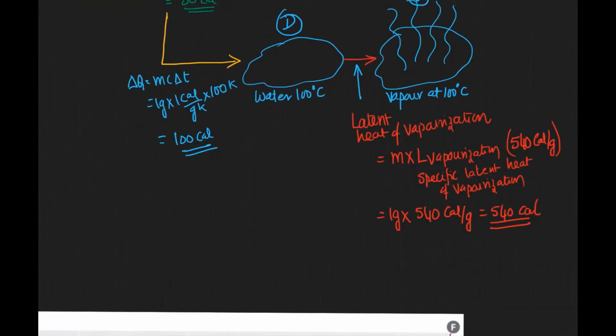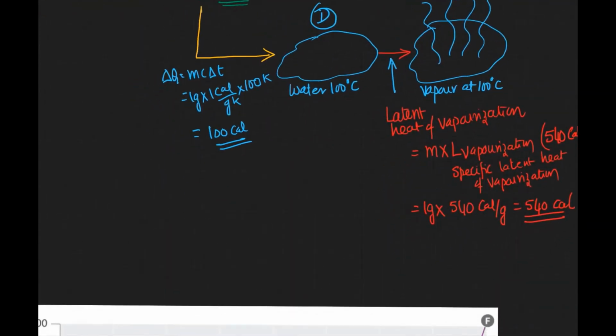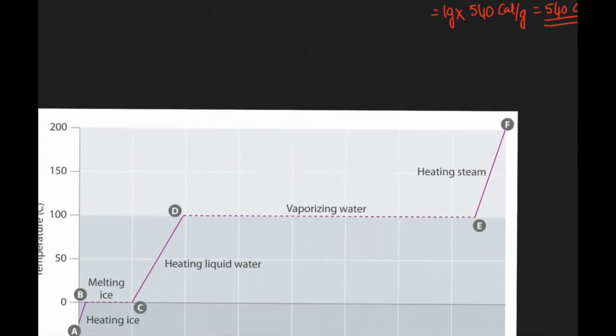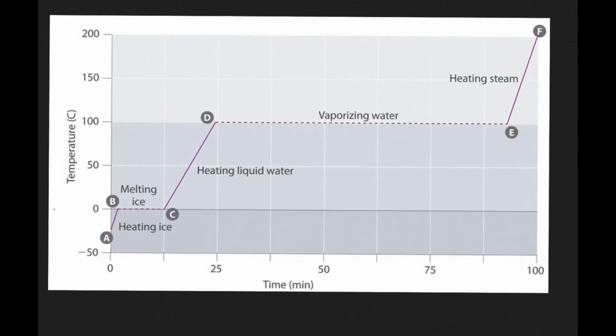All right, now if you have to plot this in terms of a graph, the graph would look like this. On the x-axis you have the time, and on the y-axis you have the temperature.